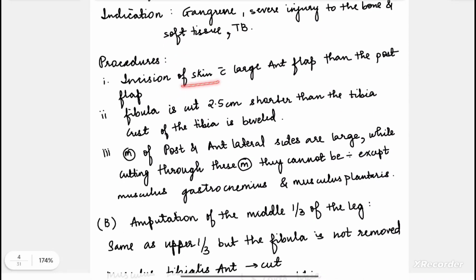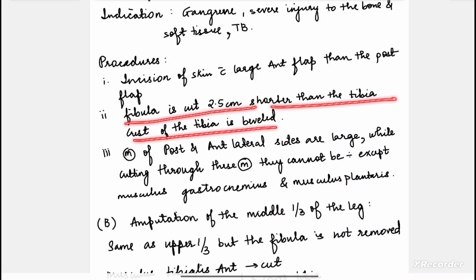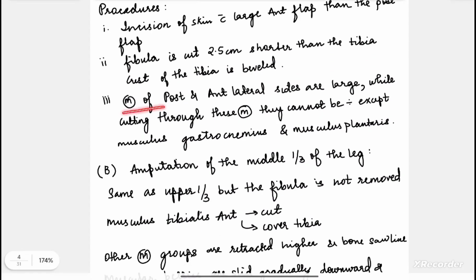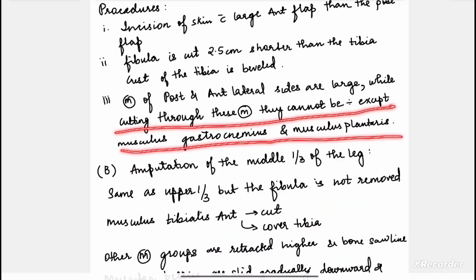Incision of the skin is made with a larger anterior flap than the posterior flap. Fibula is cut 2.5 cm shorter than the tibia. Crest of the tibia is beveled. Muscles of the posterior and anterior lateral side are large, and while cutting through them they cannot be divided, except musculus gastrocnemius and musculus plantaris.